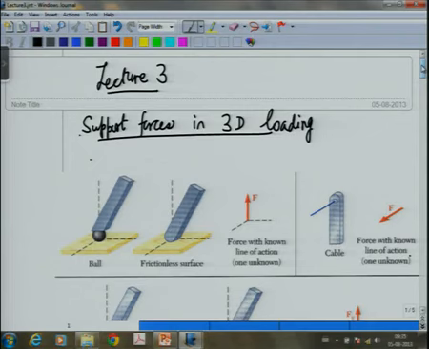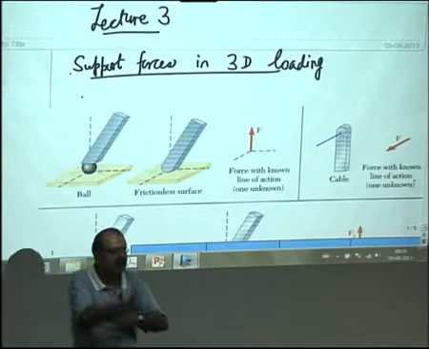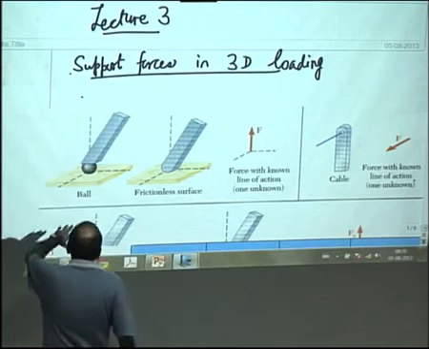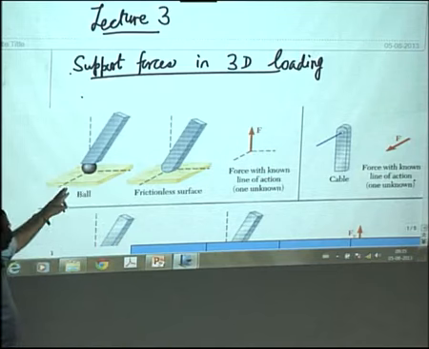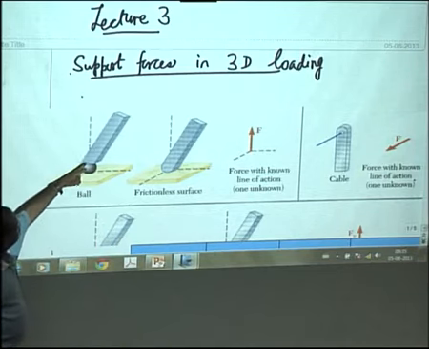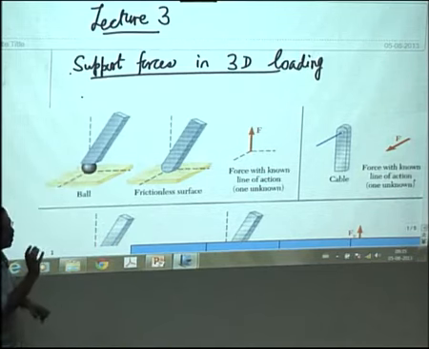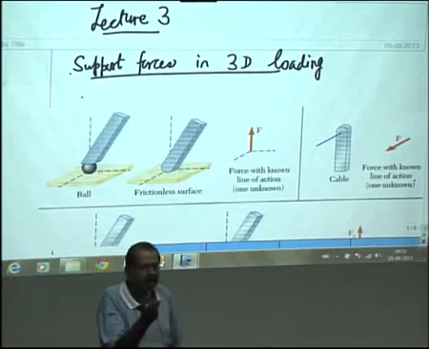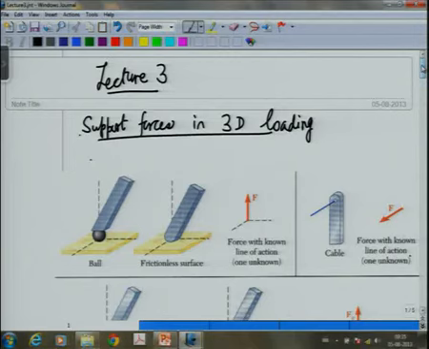One kind of support which we have is a frictionless surface on which we have a body which is held static. A similar type of force comes if there is a body on a rough surface, but there is a ball on which the body is kept, and we assume that there is no friction between the ball and the surface. Even if the surface is rough, the ball provides a smooth surface.